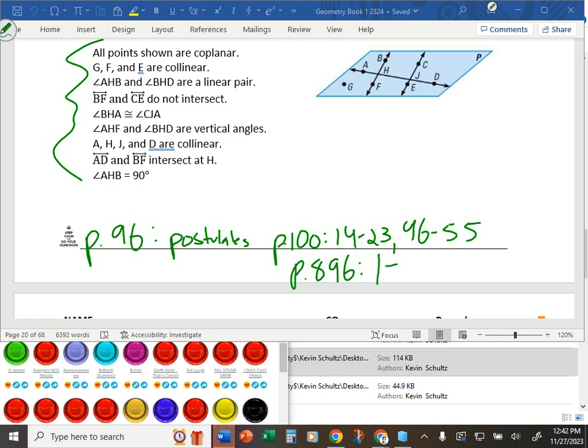That's an easy one. So page 96, you've got the rest of the postulates. You've got this page to do here. Guys, on page 100, 14 through 23, 46 to 55, and then 1 through 11. You have to do this.